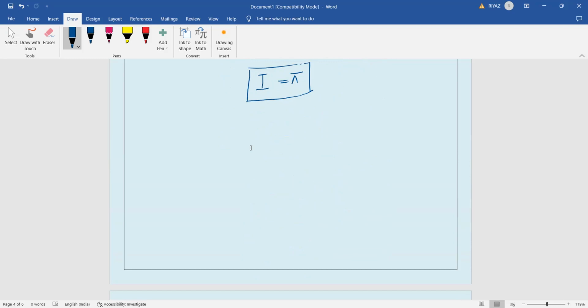We have volume integral also, right? Volume integral is nothing but triple integral. It is in the fifth unit. Oh, it is in the fifth unit. Okay.